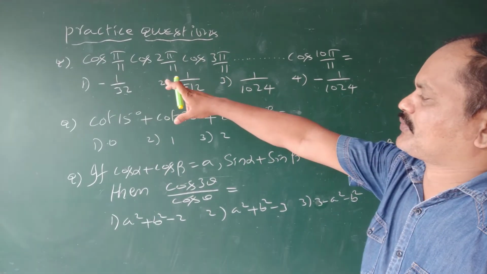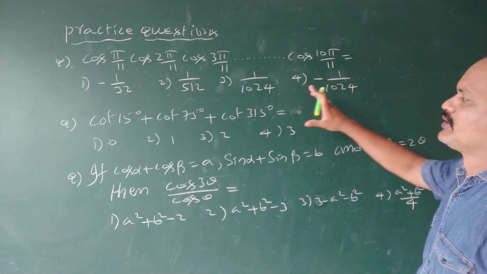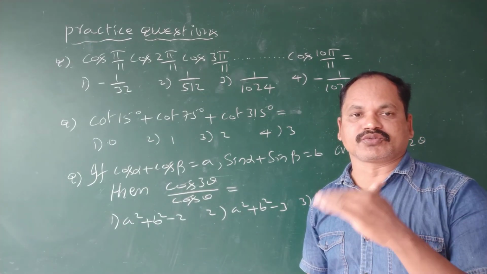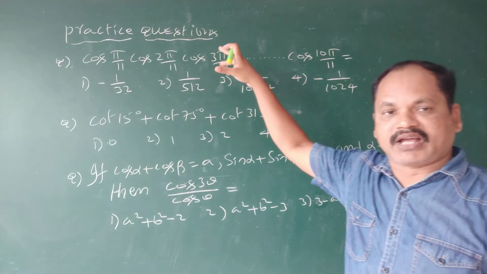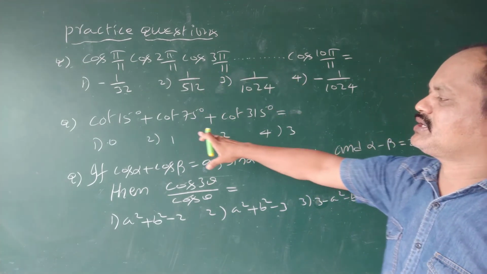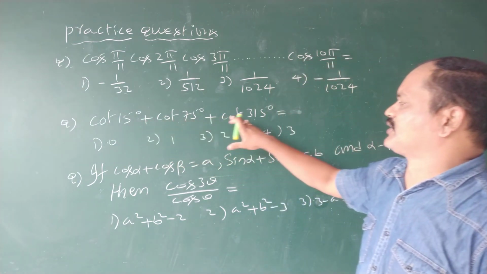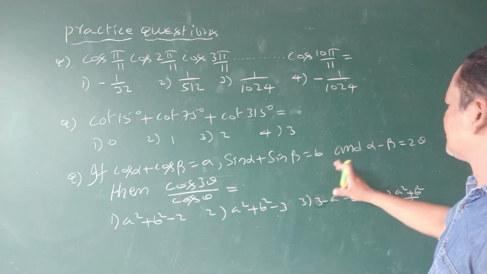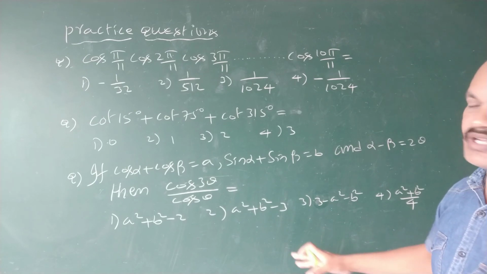Observe the first question: cos pi by 11, cos 2 pi by 11, cos 3 pi by 11, and so on, up to cos 10 pi by 11. The concept and formula are already given: cos theta, cos 2 theta, cos 2 square theta, cos 2 cube theta, like that, is nothing but sine of 2 power n theta by 2 power n sine theta. Then in the next one you can substitute the values: cot 15, cot 75, cot 350. And for the third one, squaring and adding, we get cos alpha minus beta. So you can substitute and verify the answer.